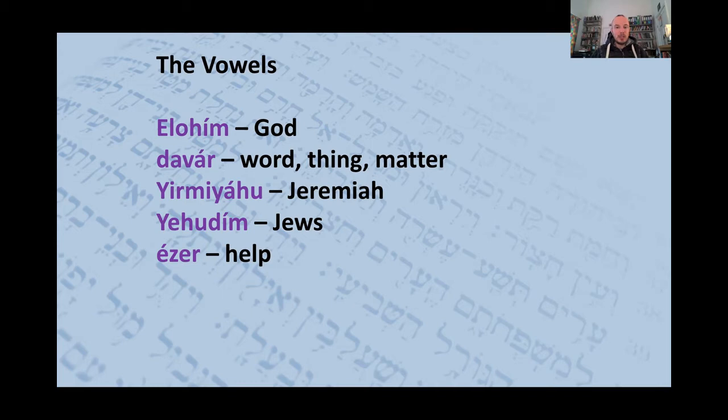Then Jeremiah's name in Hebrew is Yirmiyahu, Yirmiyahu. So have a go at pronouncing that, Yirmiyahu. Then the word for the Jews, a word that funnily enough doesn't crop up very much in the Old Testament, is Yehudim, Yehudim. And then the word found in the name Ebenezer, which means the stone of help, is Ezer. Ezer means help. So that's a go at pronouncing the vowels.